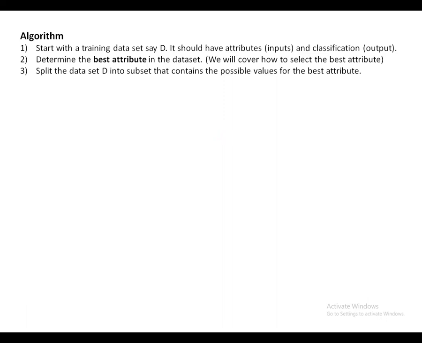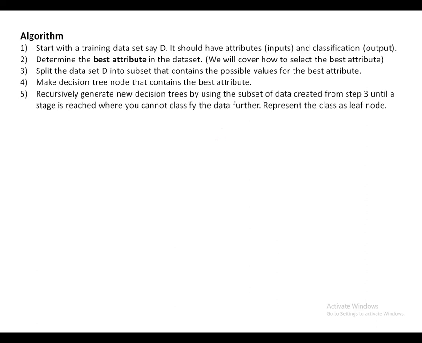The third step is to split the dataset D into subsets that contain the possible values of the best attribute. The fourth step is to make the decision tree node that contains the best attribute. Fifth is to recursively generate new decision tree nodes by using the subsets of data created in step 3 until a stage is reached where you cannot classify the data further. Represent the class as a leaf node.